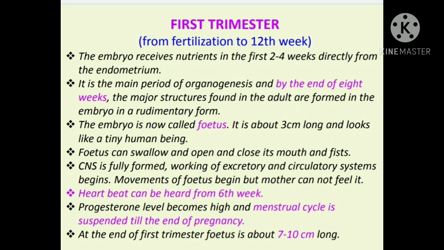First means the upper portion of the wrist. Then the CNS, central nervous system, is fully formed. Means the brain part is fully formed. The working of the excretory and circulatory systems begins. They start doing their work.